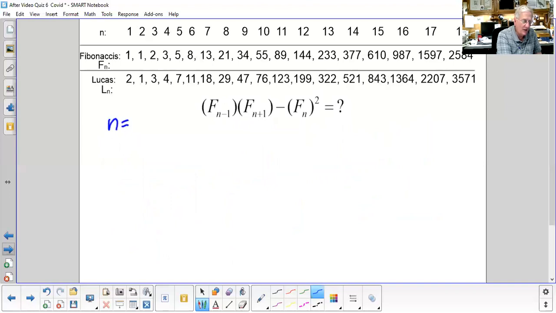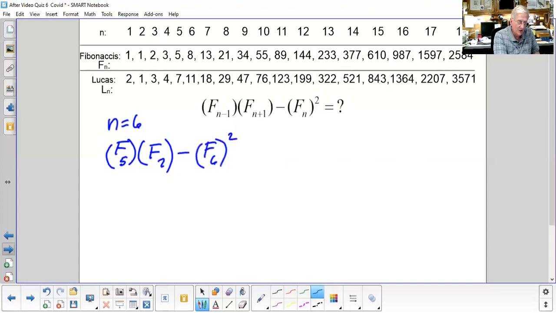Let's go to n equals 6. Now, if n is equal to 6, remember, the first one will be Fibonacci number 5 multiplied by Fibonacci number what? 7, right? Because I put a 6 in for n minus 1, it becomes a 5. I put a 6 in for f sub n plus 1, it becomes a 7. And of course, f sub n will just be f6. And I'm going to square it.